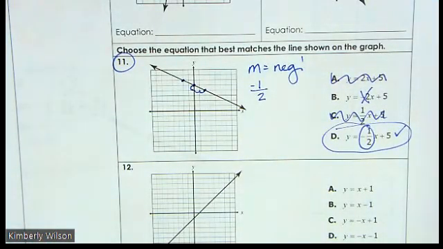There is work to show for these types of problems. Okay, finish the notes and then work on the homework.